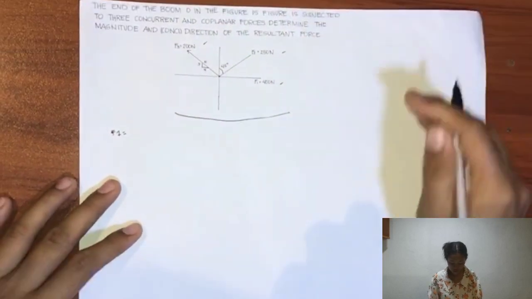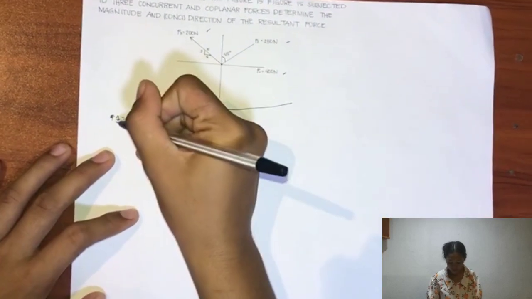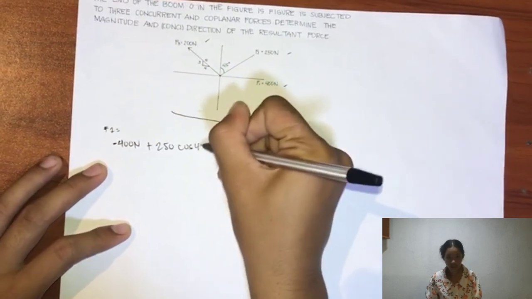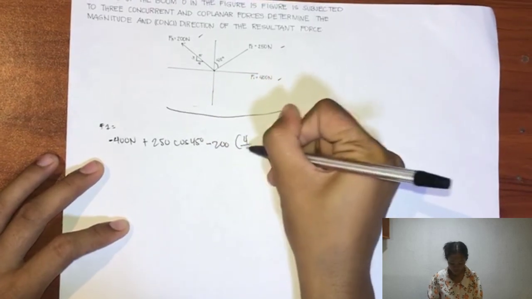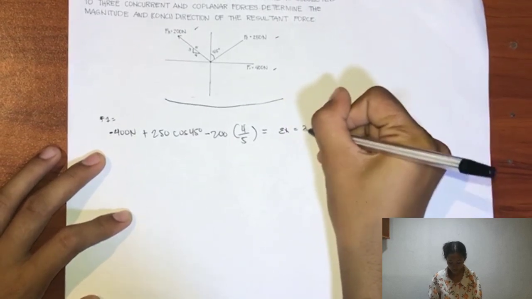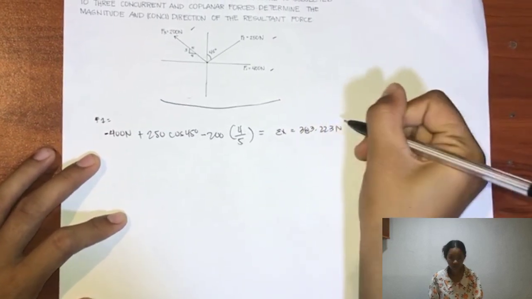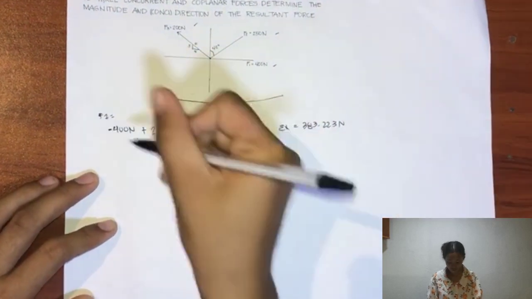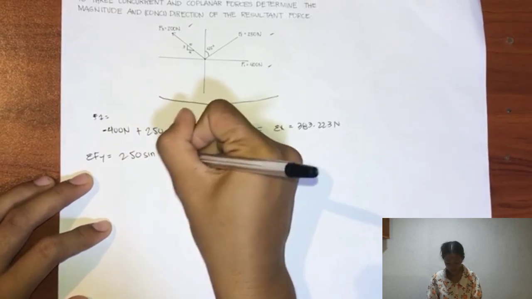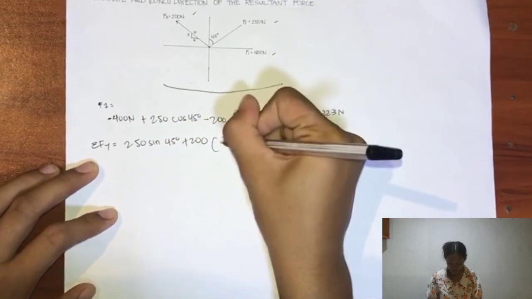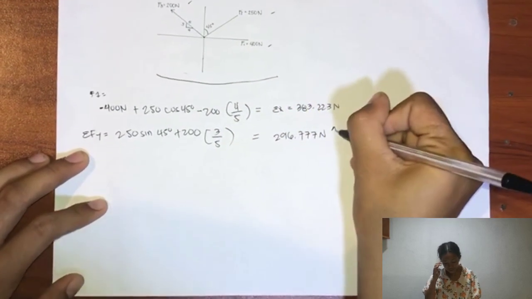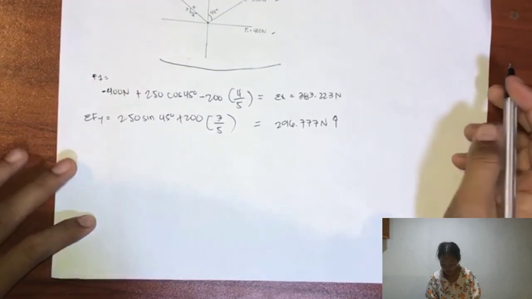So hanapin natin ang summation of force x is equals to negative 400 Newton plus 250 cos 45 degree minus 200 times 4 over 5, is equals to 383.223 Newton. So ang next naman natin gagawin is hanapin natin ang summation of force y is equals to 250 sin 45 degree plus 200 times 3 over 5 is equals to 296.777 Newton upward.